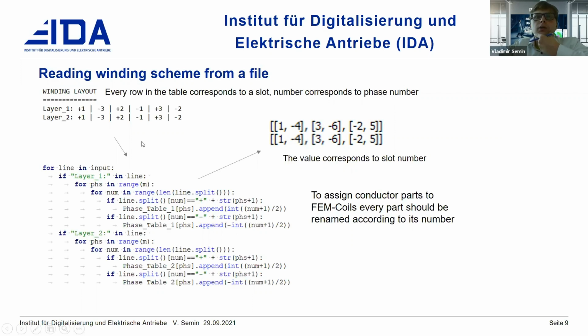A few moments of how I implemented this. One can see that this text report that is being generated by the SWOT EM software has a winding scheme where every row in the table is one slot for 2 layers.